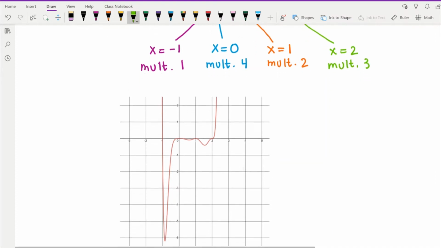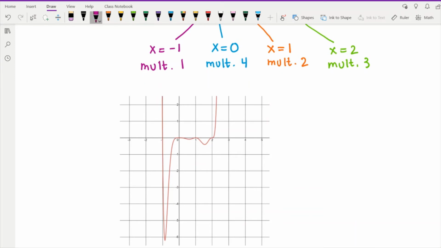Okay, so let's see what's going on in all these different pieces of the graph. So here's the first 0. That is at -1. And notice that because that is multiplicity 1, the graph is just passing straight through. It's not bouncing off, and it's not flattening out at all.